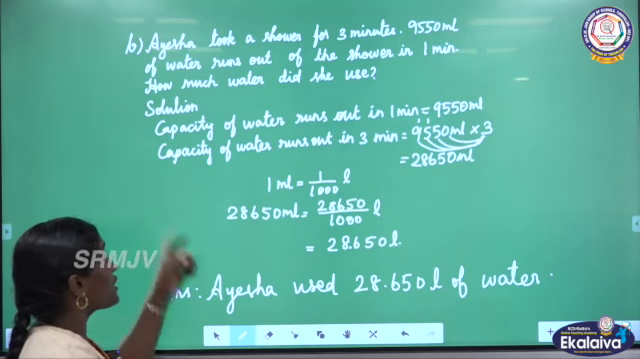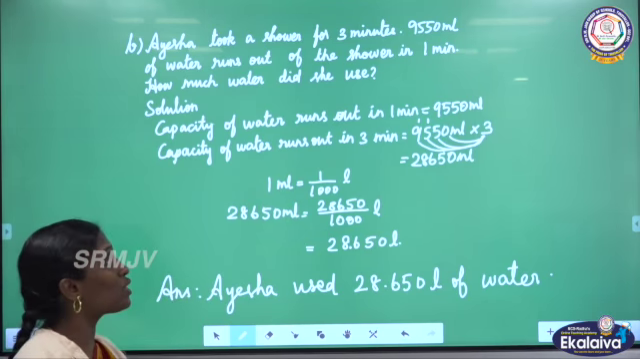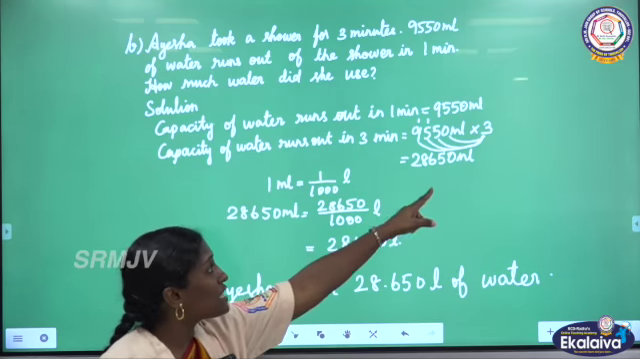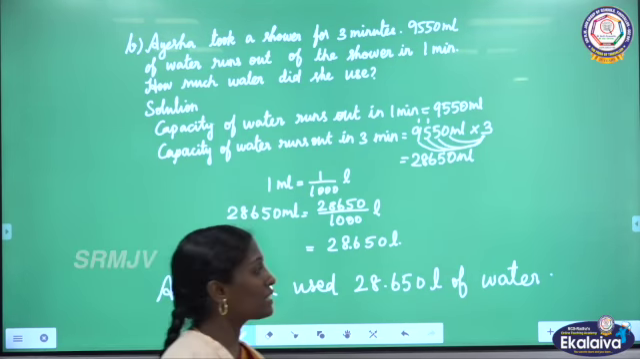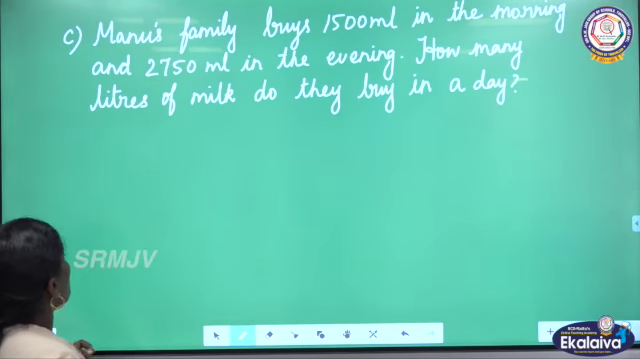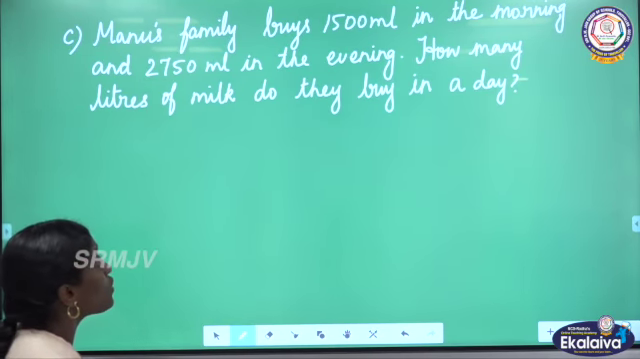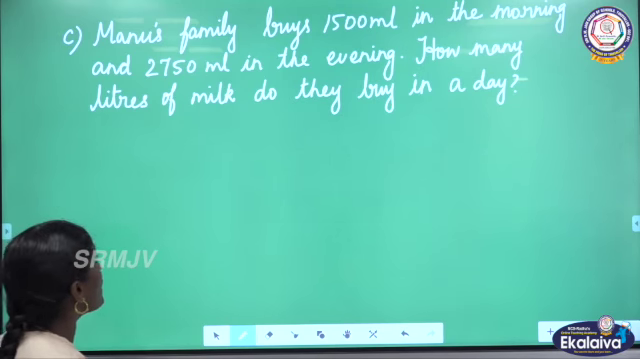Okay. From the capacity of water that runs out in 1 minute, we are finding the capacity of water that runs out in 3 minutes. We got the answer in milliliter. After that, we are converting it to liter. Was it clear, children?